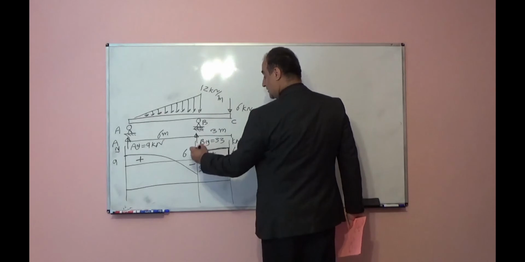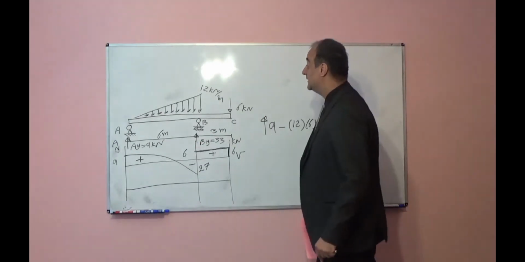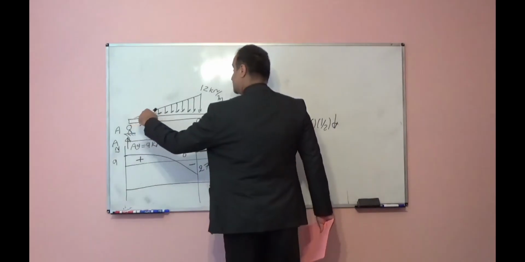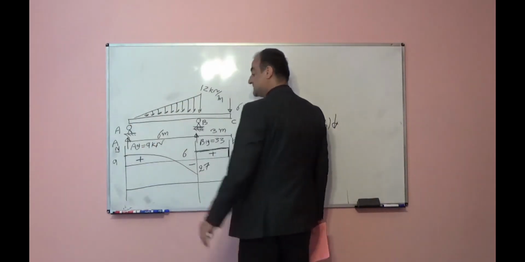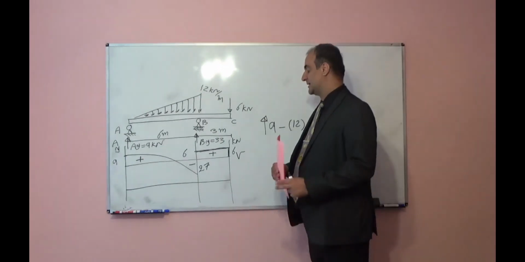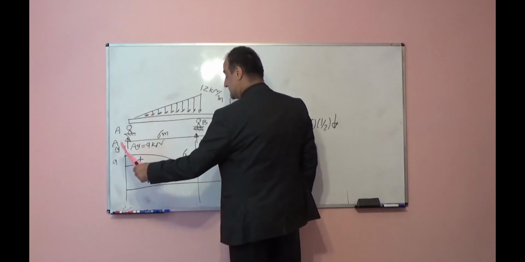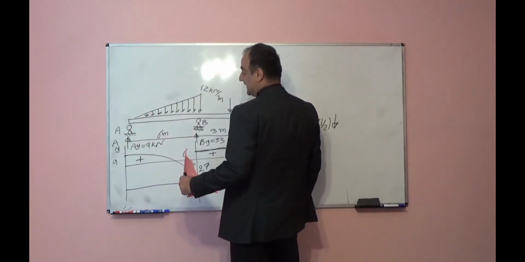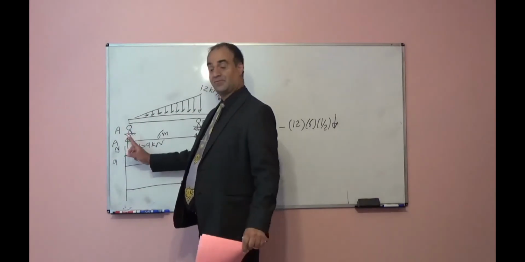Here, no load, horizontal line. Here it is increasing linearly. This should decrease, curve shape or second degree or quadratic shape. Intensity is increasing, slope should increase, and at point A you have force 9 upward.